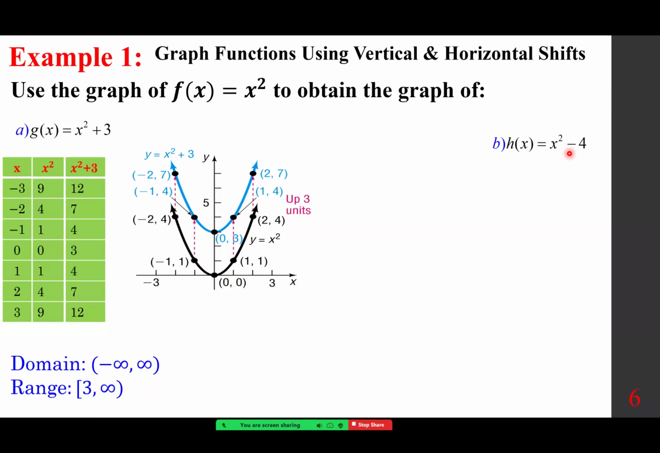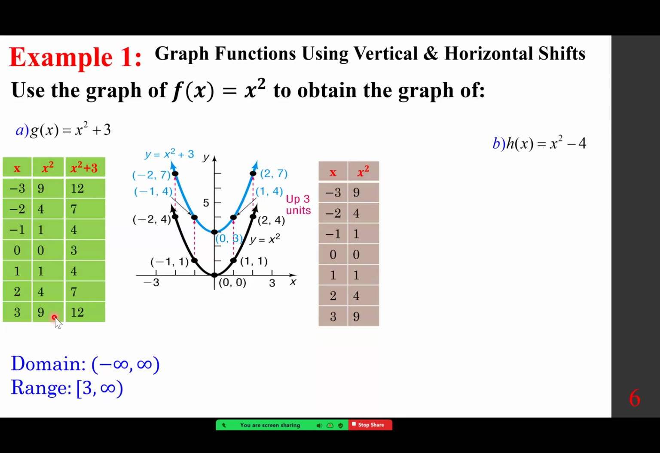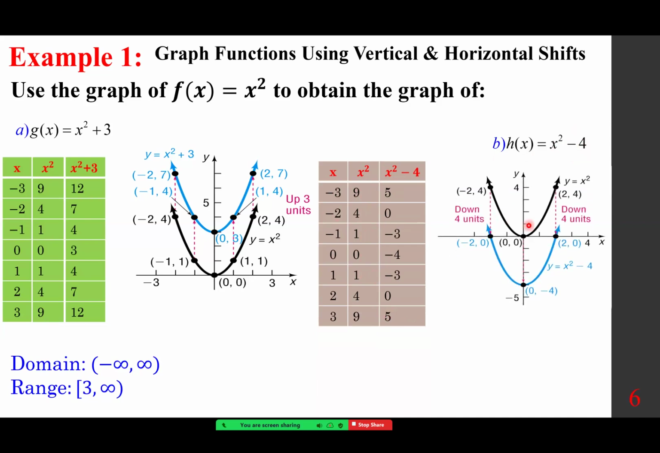Now, we can do the same thing here. We look at this column and this column. And now let's subtract 4 according to this. So 9 minus 4 is 5, 4 minus 4 is 0, 1 minus 4 is negative 3, 0 minus 4 is negative 4, and we continue with the rest: negative 3, 0, 5. And if we plot those pairs, here's how they look. Here's the function y equals x squared. This has been shifted down by how many units?